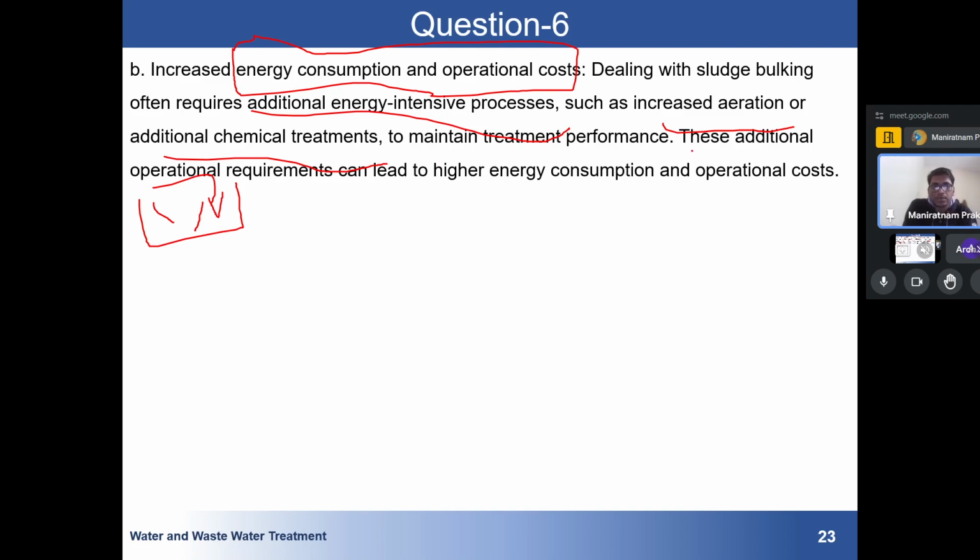Now imagine that you have already built your treatment plant. Now you have to add something extra, so that will require extra money. That will not be good for your treatment plant, and it will not be a cost-effective treatment method.